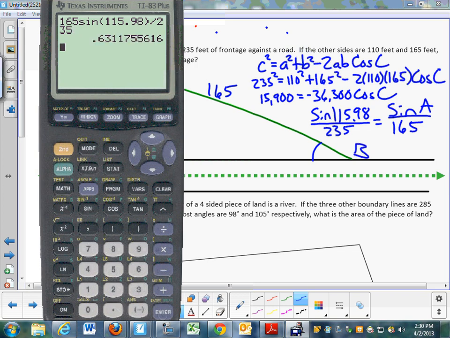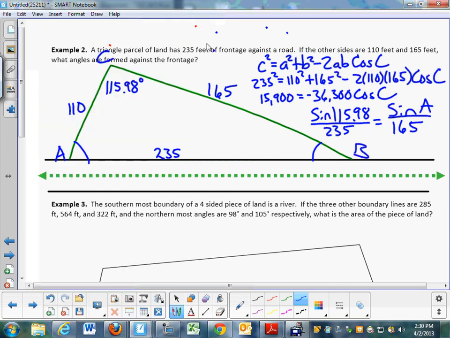Very good. Yeah, okay. All right, I inverse sine of that. 39.14.